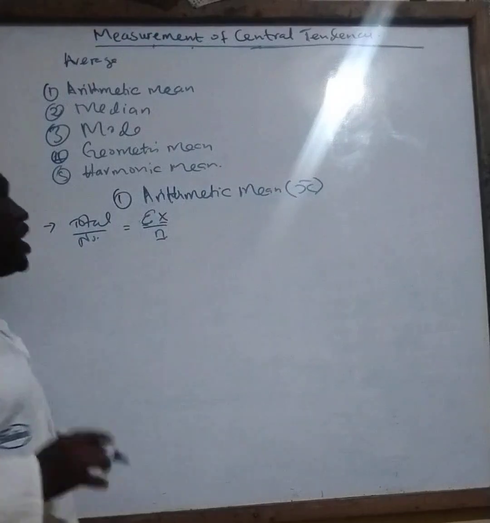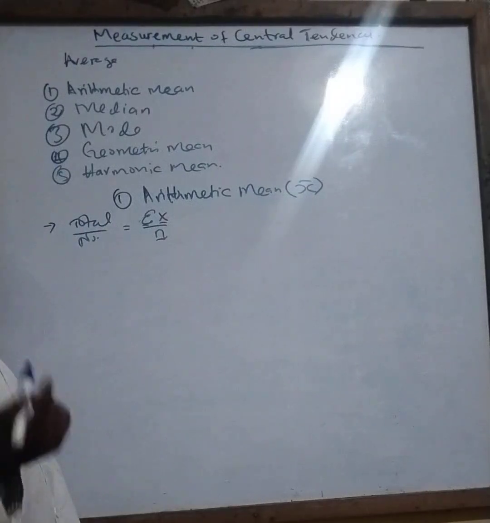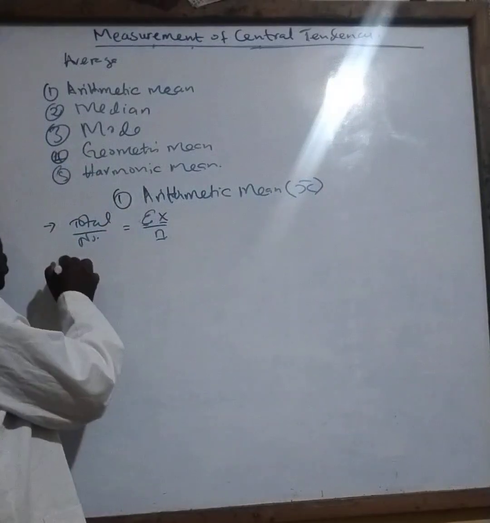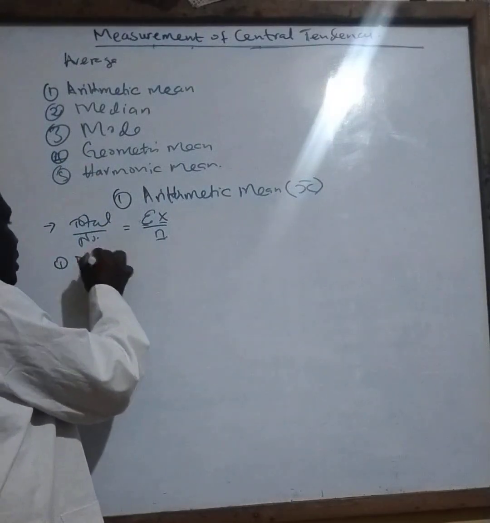Now, there are two methods or formulas that we are going to use to calculate the arithmetic mean. The first one is the direct method.